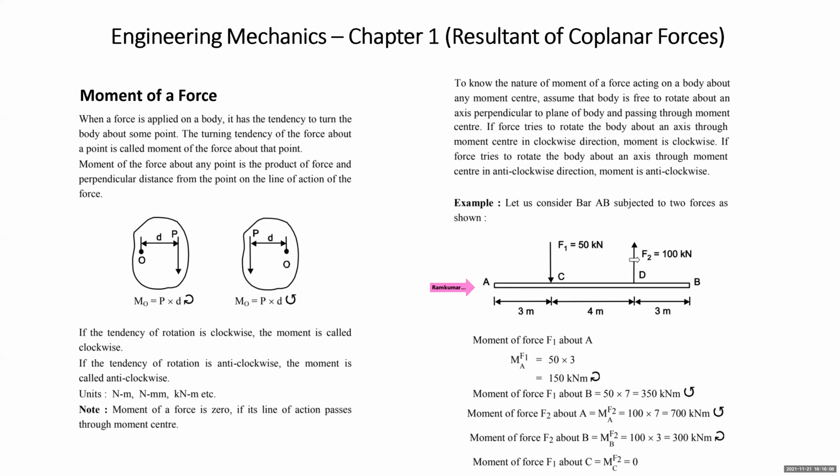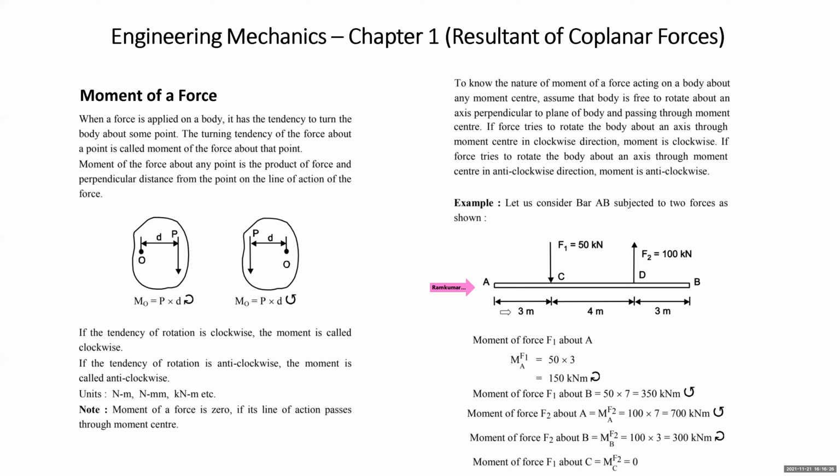Now let's see the moment of F2, the 100 kilonewton upward force, about A. F2 will try to rotate this bar about an axis through A in anti-clockwise direction. What is the moment of F2 about A? 100 into 7, that is 700 kilonewton meter anti-clockwise.